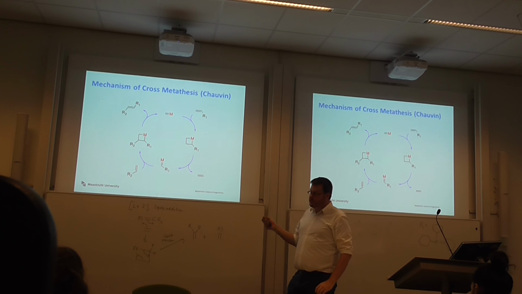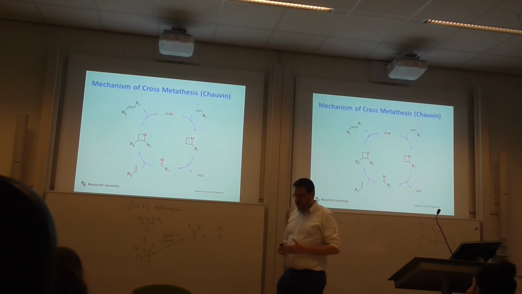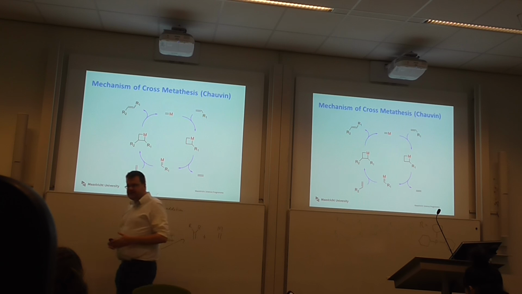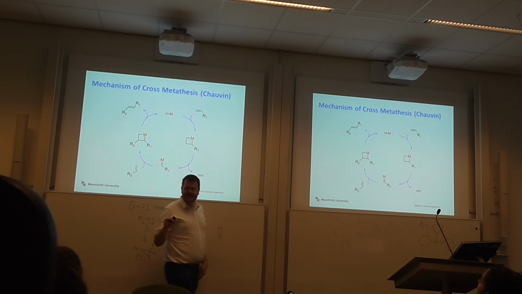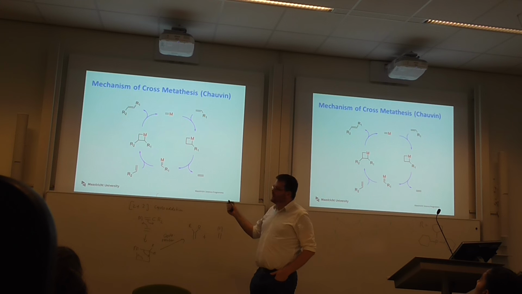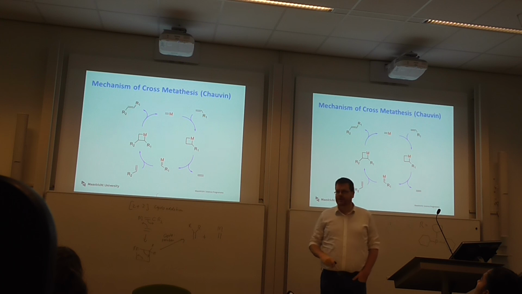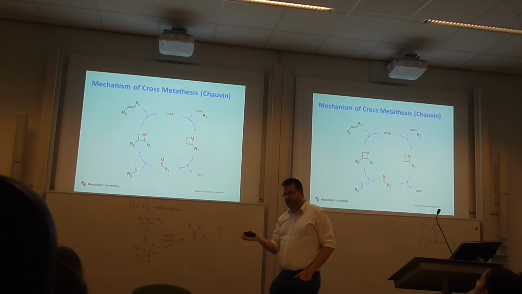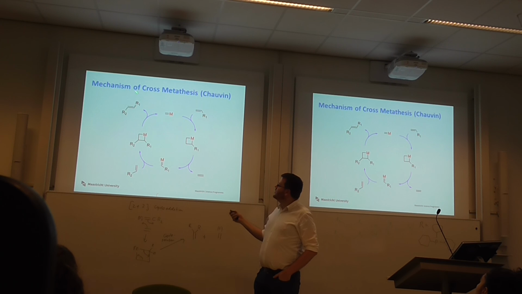So this is the mechanism for cross-metathesis. Now remember, I said there are variations on the theme. We have cross-metathesis, ring closing metathesis, ring opening metathesis, all those things. The mechanisms are always basically the same. You start with the carbene, which is the active catalyst. You have a 2+2 cycloaddition, a cycloreversion, followed by another alkene coordination, another 2+2 cycloaddition, another cycloreversion, and then you eliminate the product.